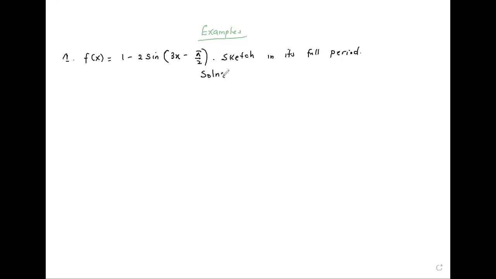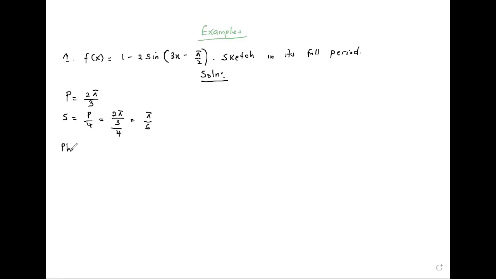Solution. So we said for this type, this is sine. So we need to get the period, which is 2 pi over 3. 3 is our b in this case. So that's the period. Then the scale: the period we divide by 4, meaning 2 pi over 3 we divide by 4. So we'll get pi over 6.